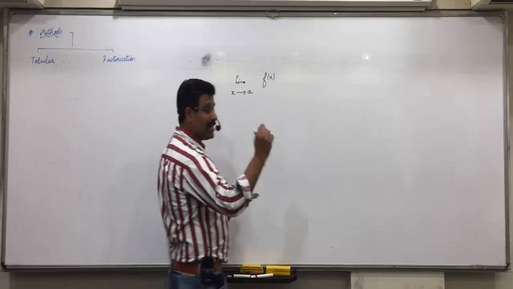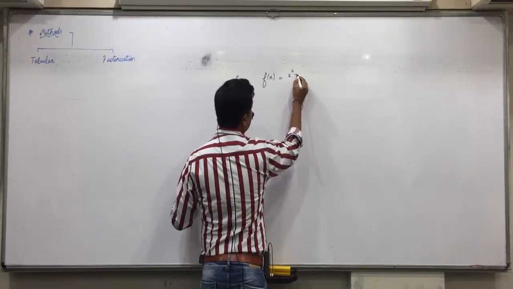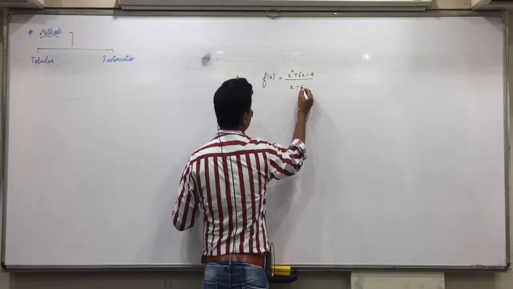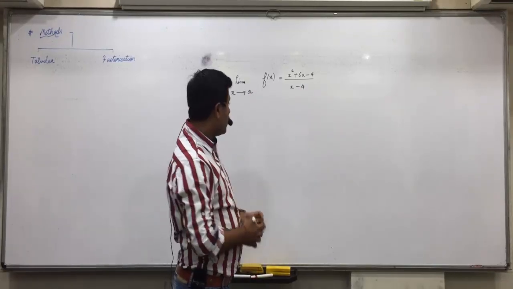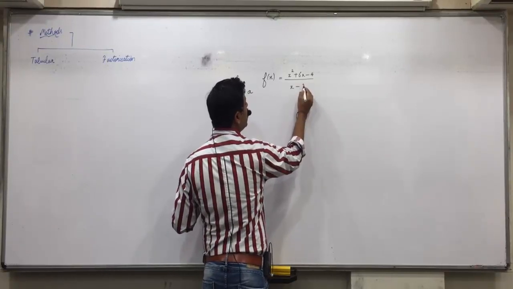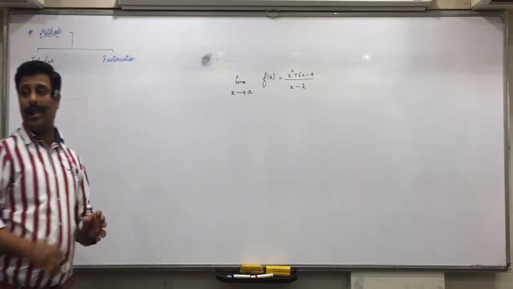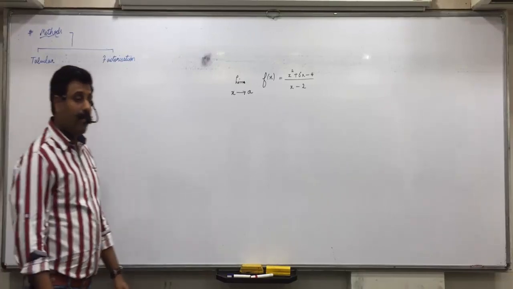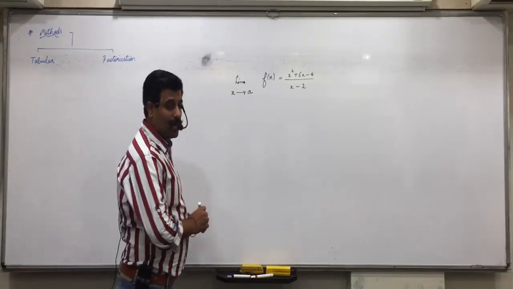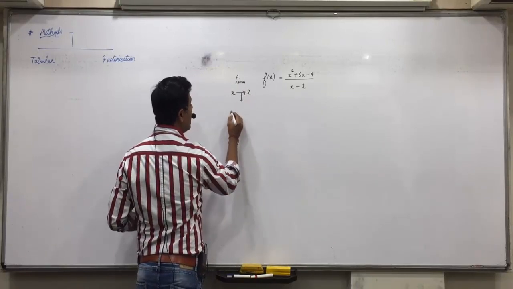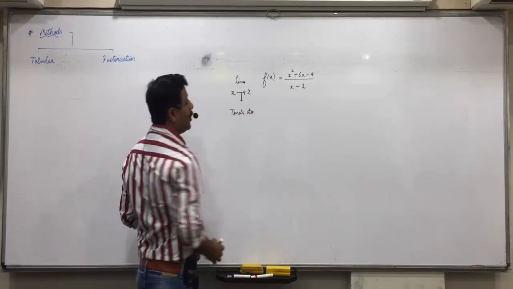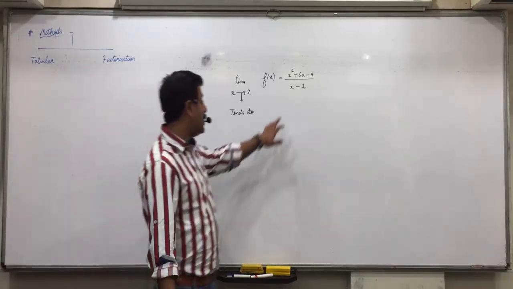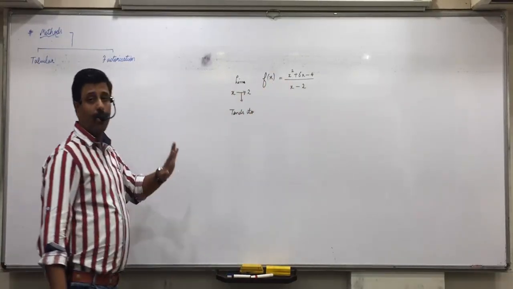Like the example I gave you yesterday, if you remember, the function was x square plus 6x minus 4 upon x minus 2, suppose. I told you if x tends to 2, then 2 minus 2 becomes 0, so we cannot put the value of 2, and here we have to use the concept of limit. In the tabular method, we will take the values near to 2. So here it would be limit x tends to 2. Tends to means nearer to, approaches 2. It cannot be 2, because if it is 2, then the value is indeterminate. 2 minus 2 is 0. x cannot be 2, but it can be near to 2.